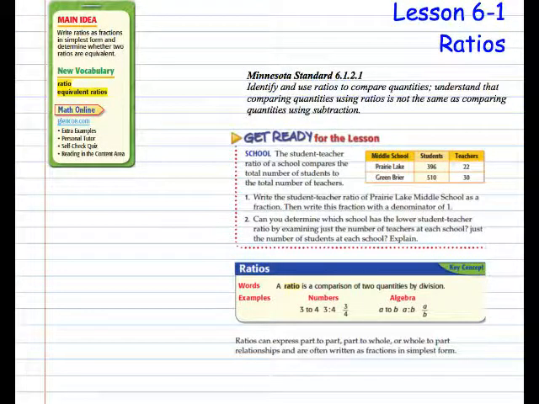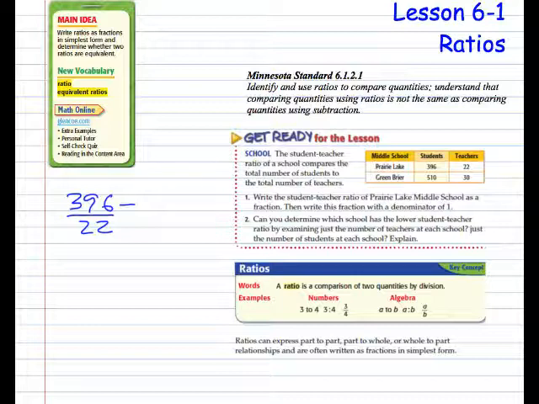This is lesson 6.1, ratios. The student-teacher ratio of a school compares the total number of students to the total number of teachers. Write the student-teacher ratio of Prairie Lake Middle School as a fraction. Then write this fraction with a denominator of 1. So students to teachers is 396 to 22.